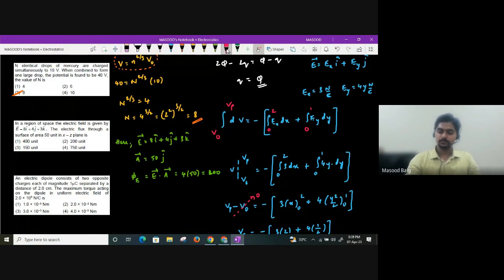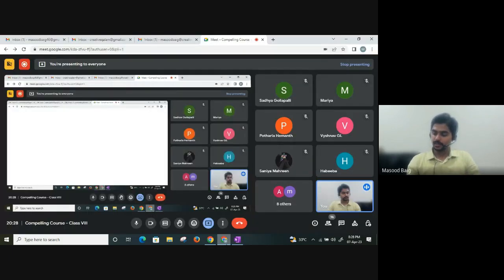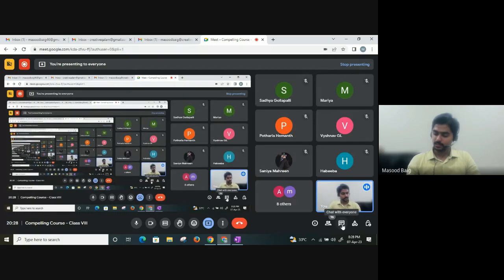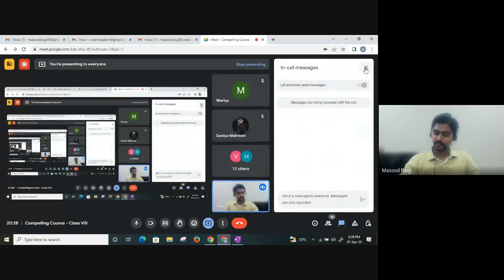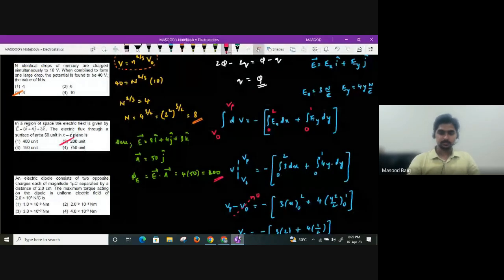Clear, everyone? Understood, all of you? If the area is lying in a certain plane, if it is lying in XY plane, its area vector will be along z axis, guys. If it is lying in YZ plane, its area vector will be along x axis. Clear?